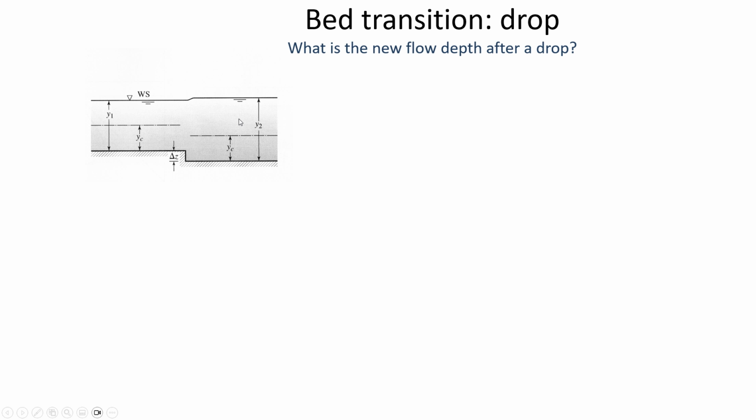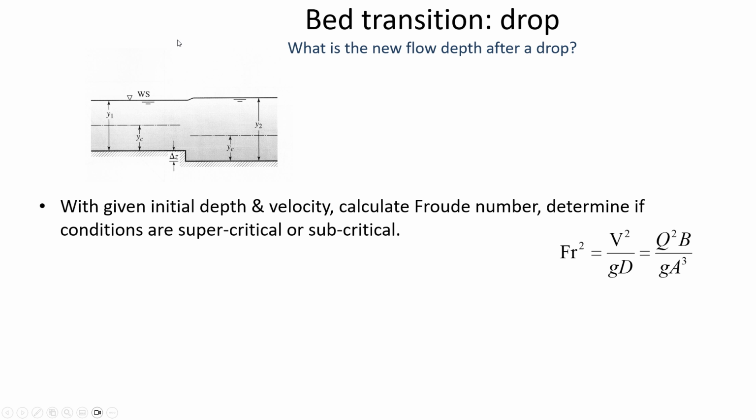The interesting thing is that by having the water drop off of this step, that's actually increasing the depth downstream. And we wouldn't necessarily know that unless we analyze the specific energy diagram. So for bed transitions like a drop, we can determine the flow regime upstream, and it's going to maintain the same flow regime downstream. We could have calculated the Froude number at 1, or we can just diagnose it on the basis of the flow depths.